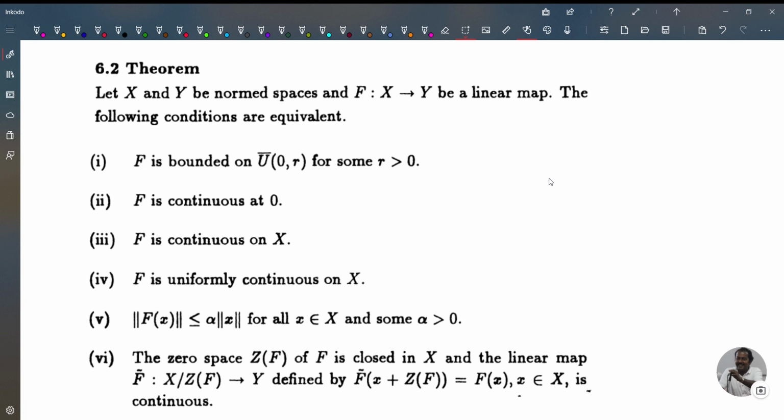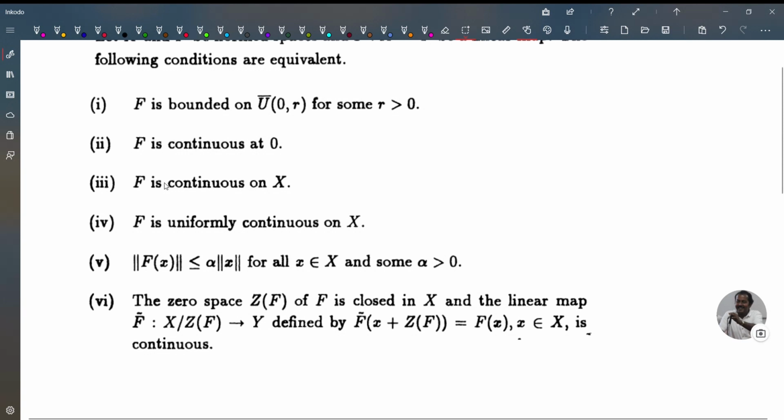Today we discuss a theorem. The theorem is this: let X and Y be normed spaces and f from X to Y be a linear map, then the following conditions are equivalent. 1. f is bounded on the closure of U0(r) for some r greater than 0. 2. f is continuous at 0. 3. f is continuous on X. 4. f is uniformly continuous on X.